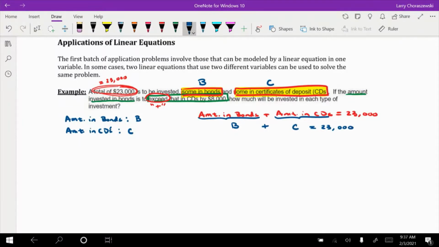And eventually we get to a point where we have an equation, but unfortunately this equation has two variables. It wouldn't be possible to pin down the specific values of B and C with this current version of the equation. So here's where the second part of this problem comes into play. We need to put into math this relationship that the amount in bonds is to exceed that in CDs by 8,000. Can anybody come up with an expression that would represent exceeds the amount in CDs by 8,000?